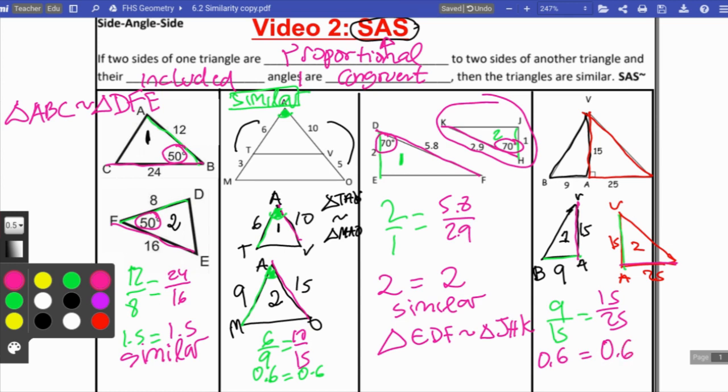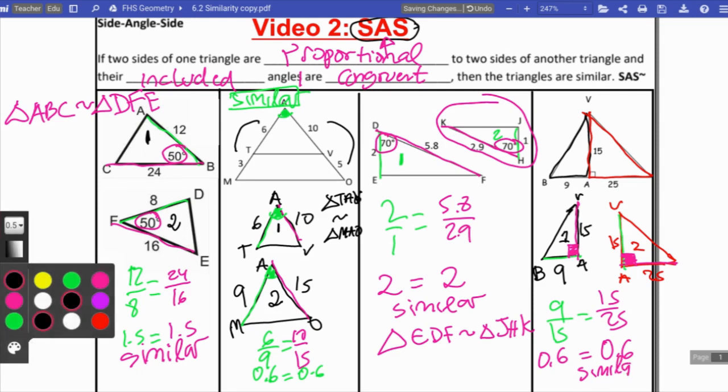Well, we're not done yet. The sides, for sure, are proportional. But what about the included angle? What angle is right here? That's definitely a right angle, and that's definitely a right angle. So those angles are the same degree. They're congruent, 90, 90. So this is definitely similar.